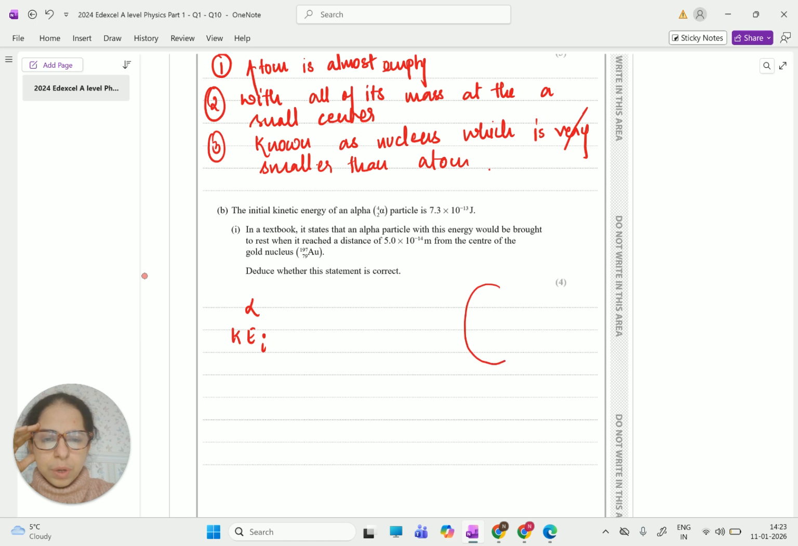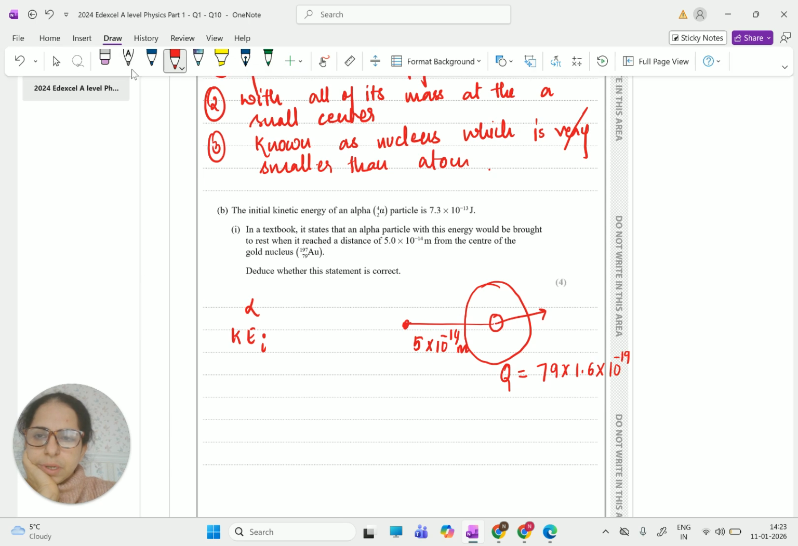So I'm just going to make a gold atom here. This is my nucleus. What is the charge on the nucleus? That's your first mark. Okay, the charge on the nucleus would be, what do you think? 79 times the charge of an electron or proton, same charge. I got the charge. Now why would the alpha particle stop? Why could it not go to a distance higher than 5 times 10 to the power minus 14 meters? Why would it stop here?